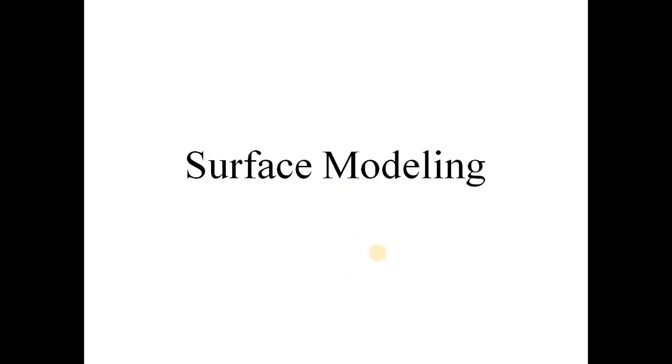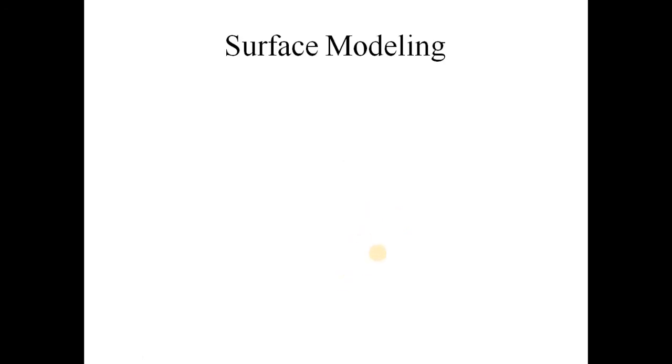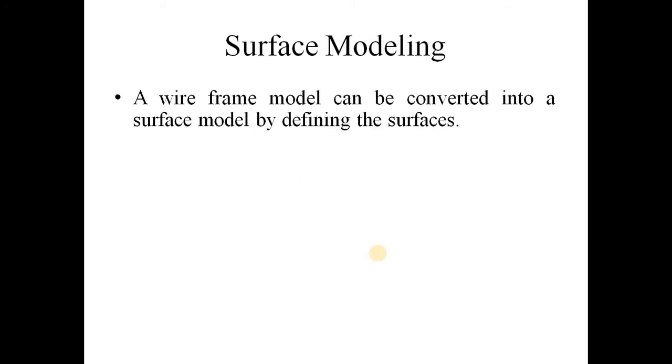The next is surface modeling. A wireframe model can be converted into a surface model by defining the surfaces. Now we have seen in the wireframe model there were only edges, which represent the edges of a model by wires. If you add a surface between the two edges, then it becomes a surface model. So surface modeling is basically adding the surface information between the two edges of a wireframe model.